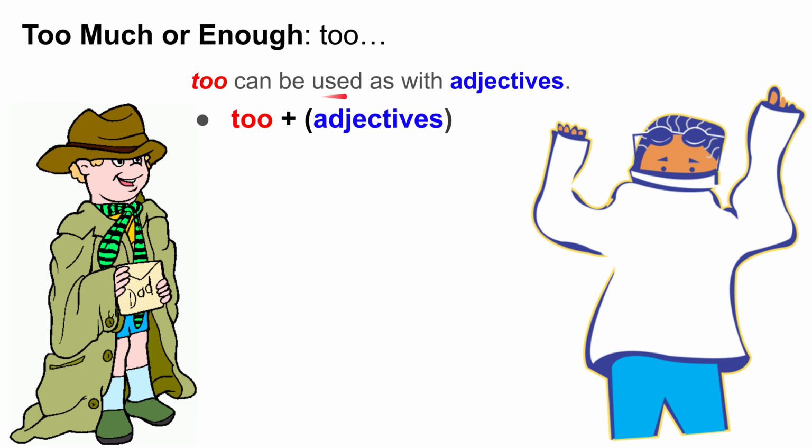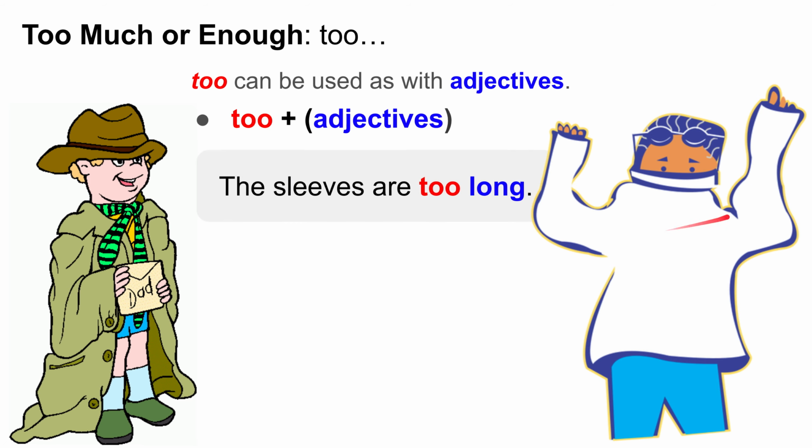Moving on, too can also be used with adjectives, and it's usually too plus adjective. So too comes before the adjective. For example, the sleeves are too long. You can see in this picture that the boy's sleeves are too long. He barely has his hands out of the sweater. So the boy's sleeves are too long. Here, long is the adjective.